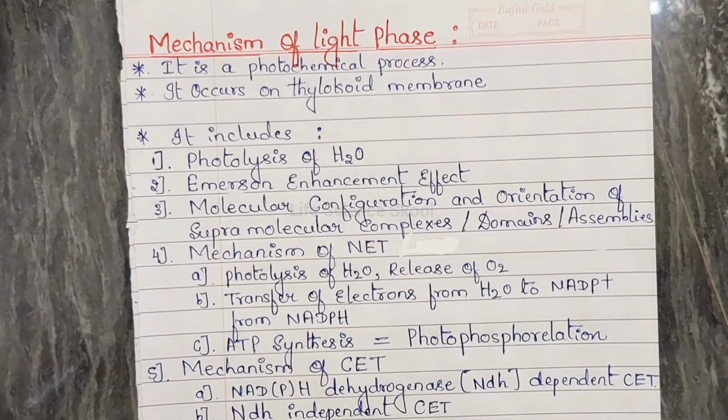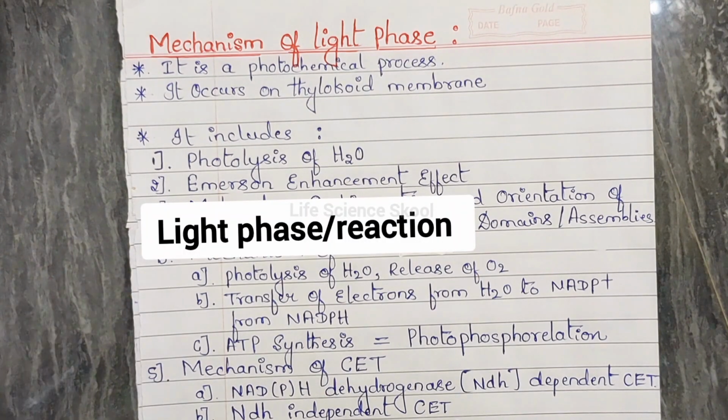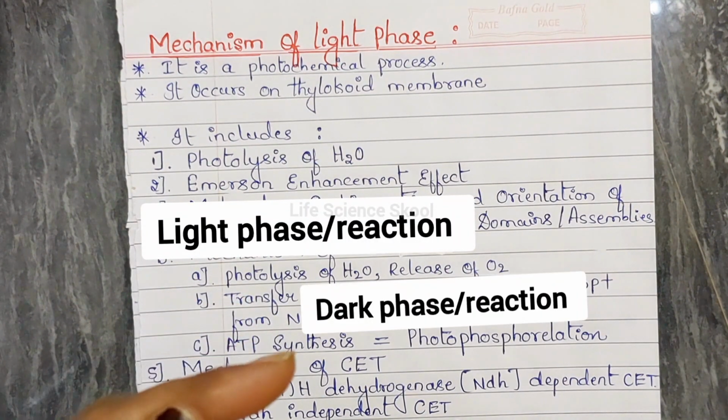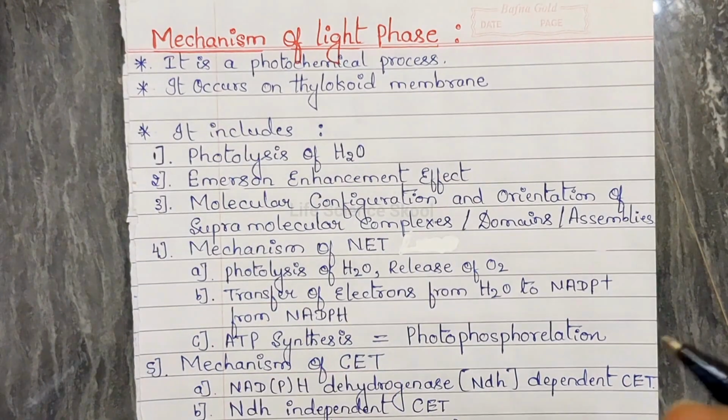Let's begin with the mechanism of light phase. The process of photosynthesis includes two reactions: the light dependent reaction, or light phase, or light reaction, and the second one, the dark reaction, or light independent reaction. Light phase and dark phase together make up the photosynthesis process.